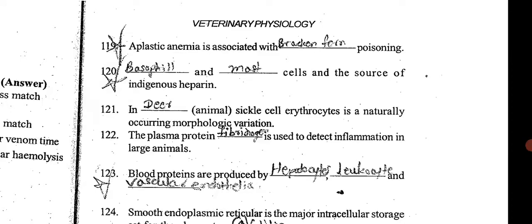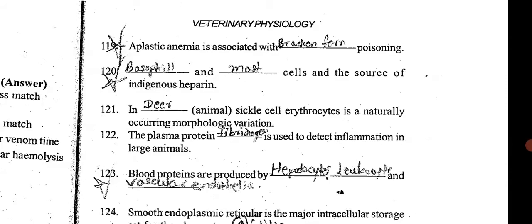Aplastic anemia is associated with Bracken-Fern poisoning. Bracken-Fern poisoning also causes hemorrhages. In deer, the normal shape of red blood cells is sickle shaped, whereas sickle shapes in humans may lead to sickle cell anemia, a disease. So sickle cells in deer are a normal phenomenon. Deer sickle cell erythrocytes are naturally occurring, a morphological variation. Red blood cells of deer are of a sickle shape.